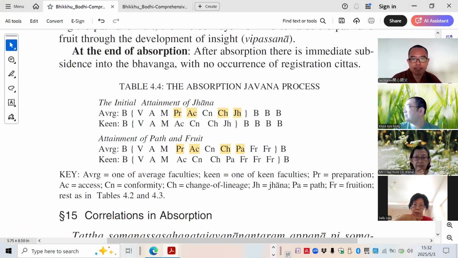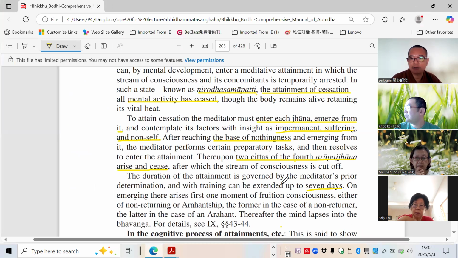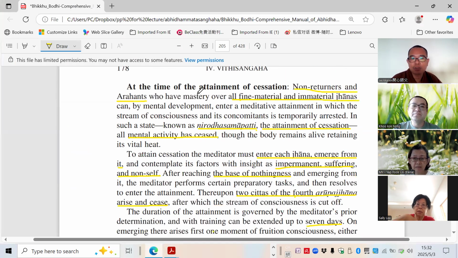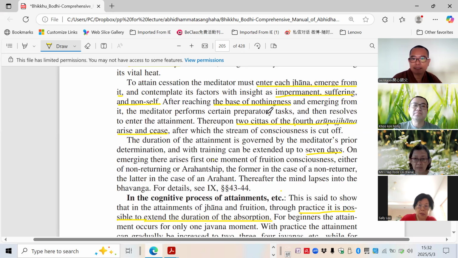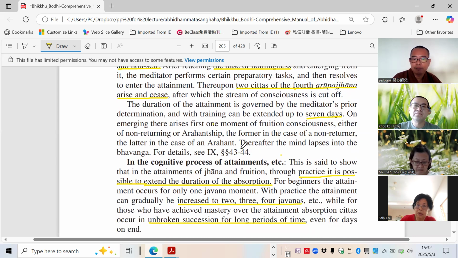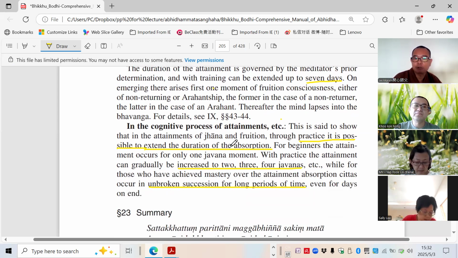Okay. Let's see again. Let me come back again. So non-returner, Arahant, Nirodha Samadhi, based on nothingness. Then finally, you can only extend to 7 days. Then from one moment you can extend through the 2nd, 3rd, 4th jhana, and then you become unbroken cessation for a long period.